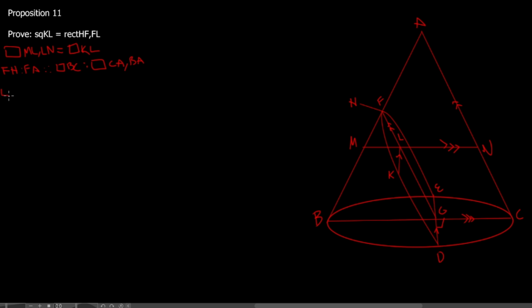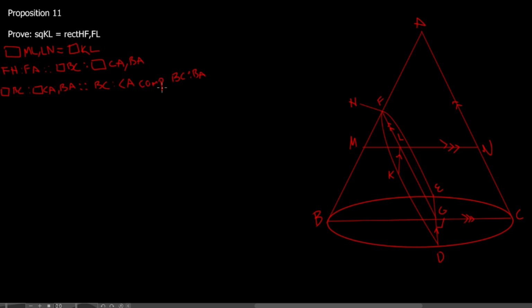Now let's write out BC squared is to the rectangle CA, BA as the ratio BC to CA is compounded with the ratio BC to BA. Now I'm going to explain what that means.